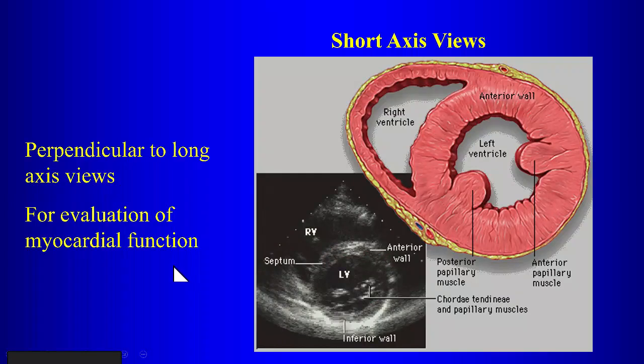And then the short axis views, these are always perpendicular to your long axis views. So in these short axis views, the left ventricle will be round. So the left ventricle will look like a donut. And so as the short axis views, we obtain a stack of short axis views, and this is what we will use to derive functional information from our short axis views.